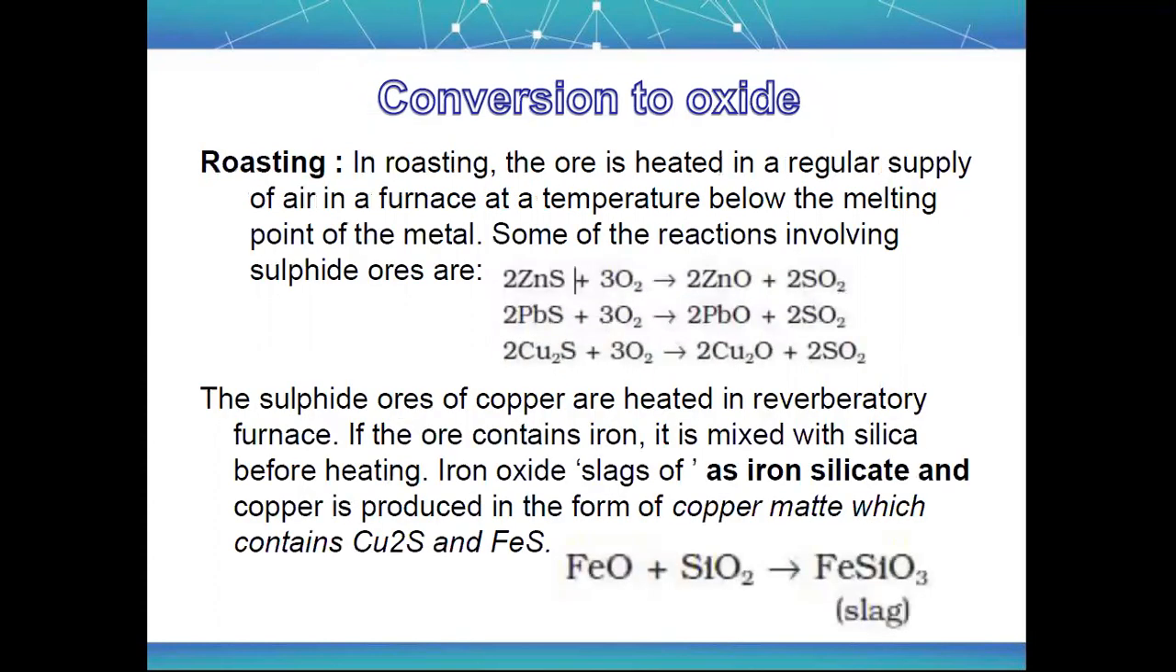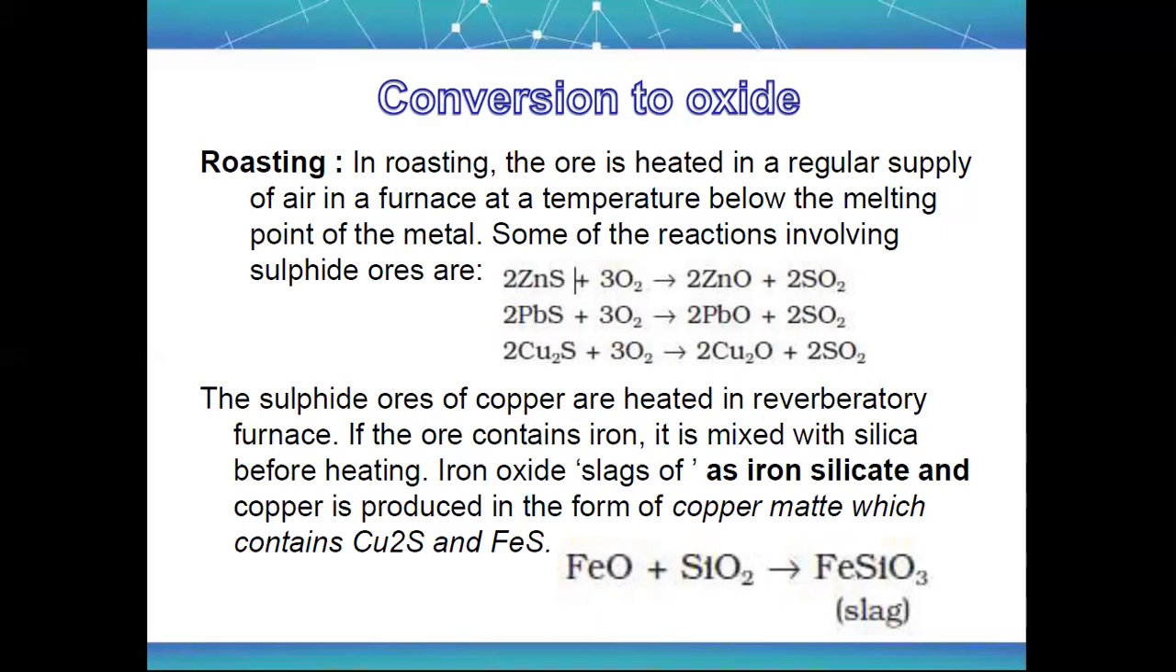Next one is roasting. In roasting, the ore is heated in a regular supply of air in a furnace. A furnace is a chamber-like thing in which we perform our experiment, at a temperature below the melting point of the metal. The specific thing we have to keep in mind is that you have to take a temperature which is below the melting point of your particular metal.